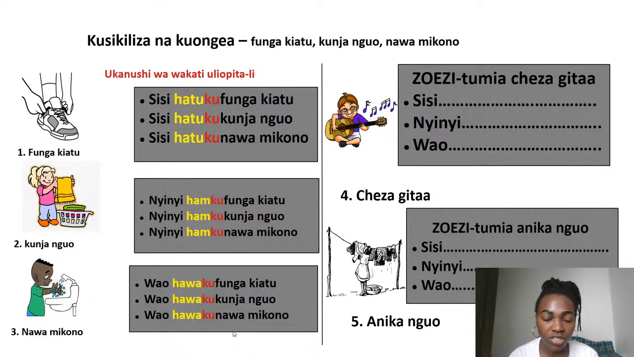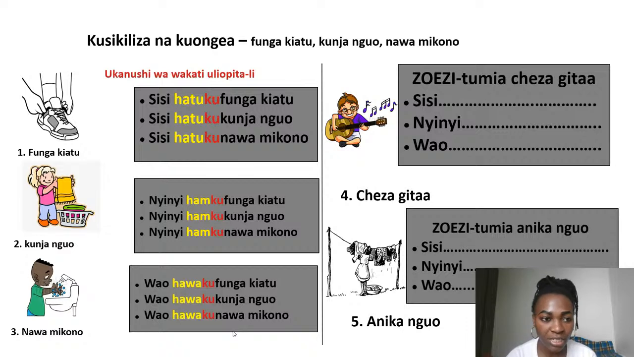So look at what is changing. So let's start with the first sentence. Sisi hatukufunga kiatu. Like normal past tense, this will be sisi tulifunga kiatu. Sisi tulifunga kiatu, sisi hatukufunga kiatu. So what is being introduced here is ha, and then the li changes to ku. And so this becomes sisi hatukufunga kiatu.